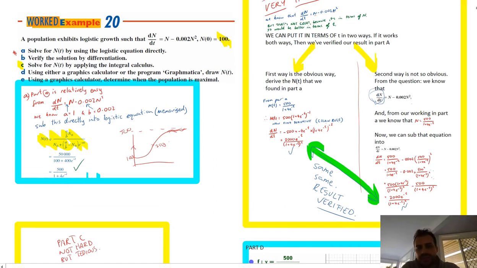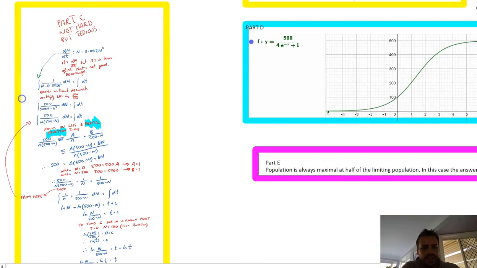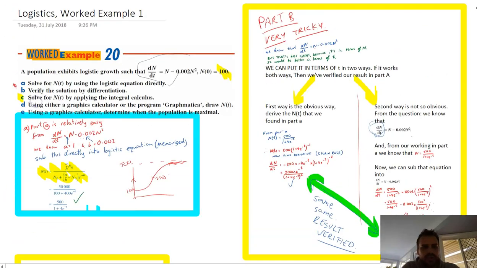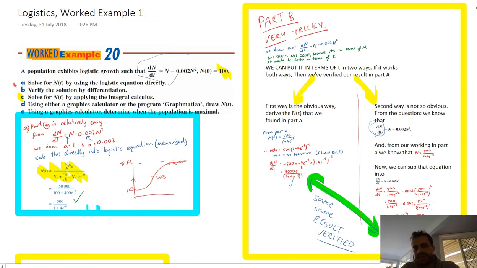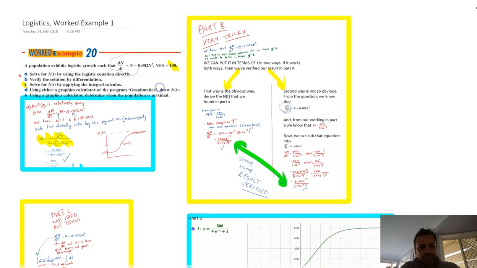So you should be able to do these things in a number of different ways. You should be able to solve for n(t) by using the logistic equation directly. That was part A. And you should also be able to solve for n(t) by integrating this, which is clearly quite a process. All right, part D, part C, we can knock them over real quick.